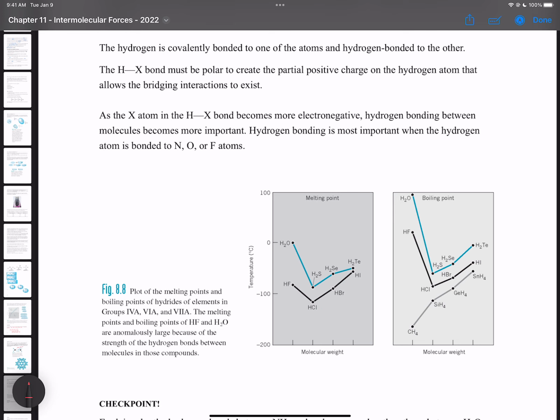And you see that the higher molecular weight compounds, sulfur, selenium, tellurium, Cl, Br, and HI, have way lower melting points and way lower boiling points on the right. It's even more pronounced for the boiling points, and that's because of this very strong interaction. Water can form two of these interactions per oxygen and hydrogen atom, so it's even more pronounced. So this force is particularly important.